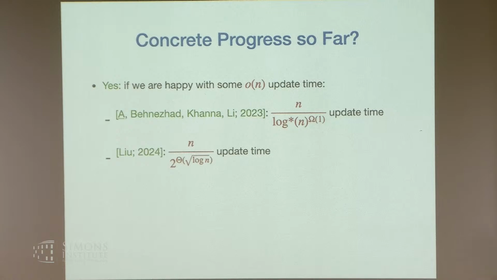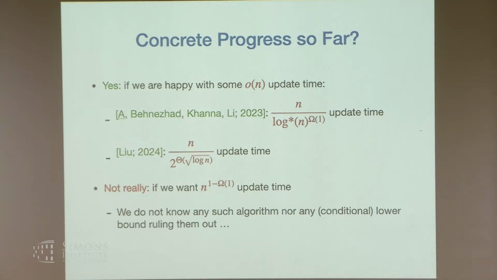So you can say, yes, we made some progress on this question. But realistically, we still don't know much. If we wanted to beat this factor n by a respectable polynomial, we really don't know how to do it. And it's not that we know it's hard. We don't know whether it is hard. We don't have a lower bound that says it is hard. We don't have an algorithm. We just don't know anything. Okay, cool. So this is where we are.